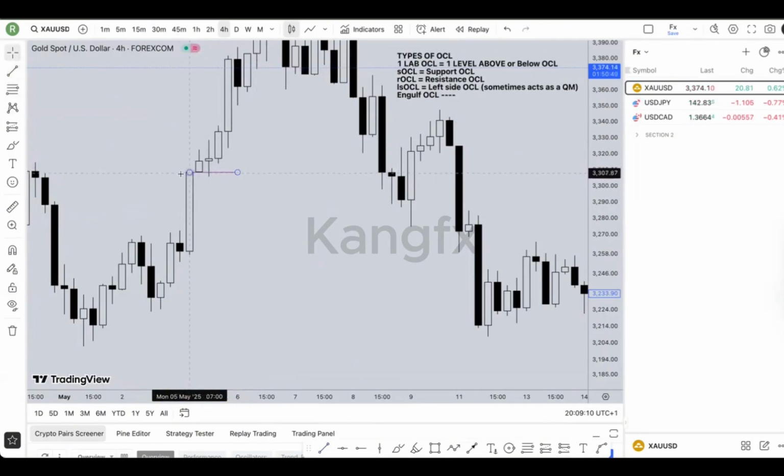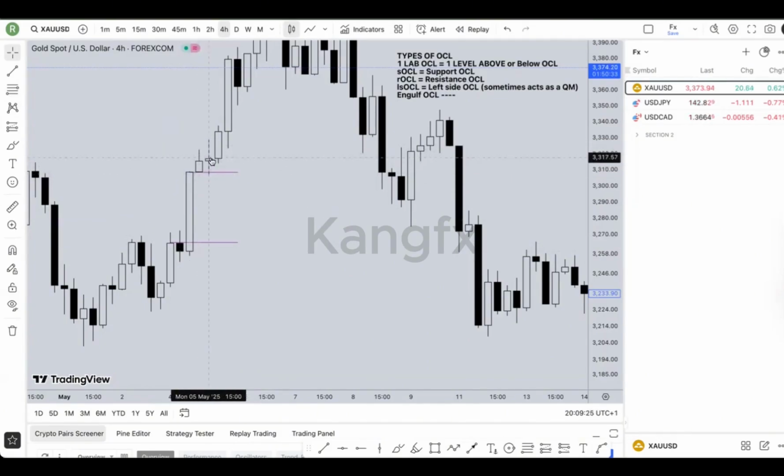If I want to check one level above, below this OCL, if I come down, one level above is what? Is this RBS? It is not. You see that? Is this RBS? So this one qualified to be one lap OCL. That's why the market used it.